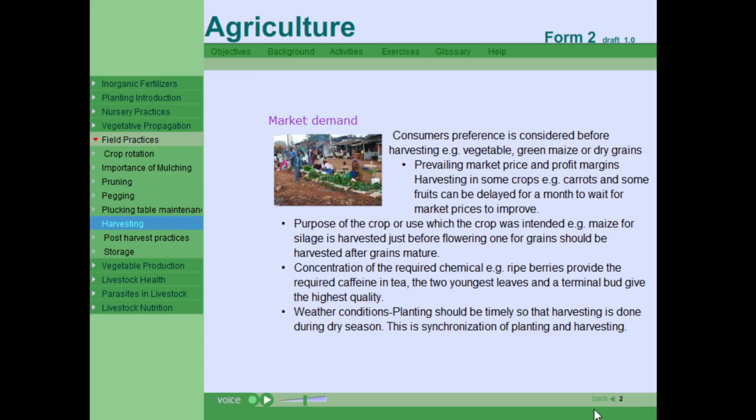Concentration of the required chemical. For example, ripe berries provide the required caffeine in tea. The two youngest leaves and a terminal bud give the highest quality. Weather conditions. Planting should be timed so that harvesting is done during dry season. This is synchronization of planting and harvesting.